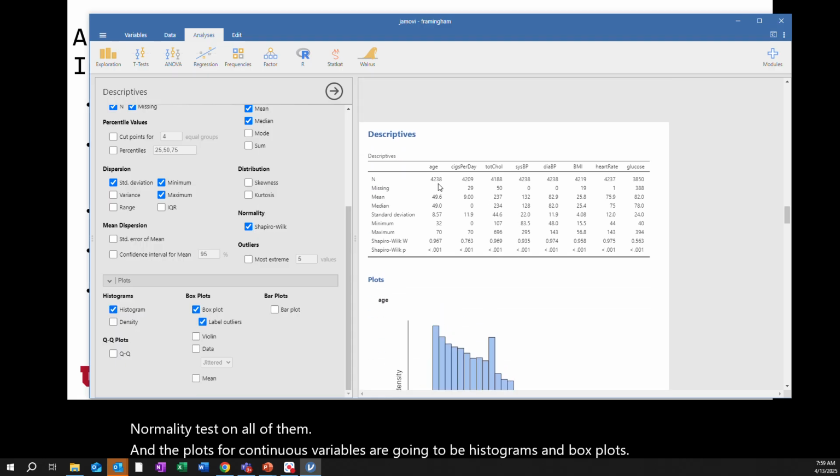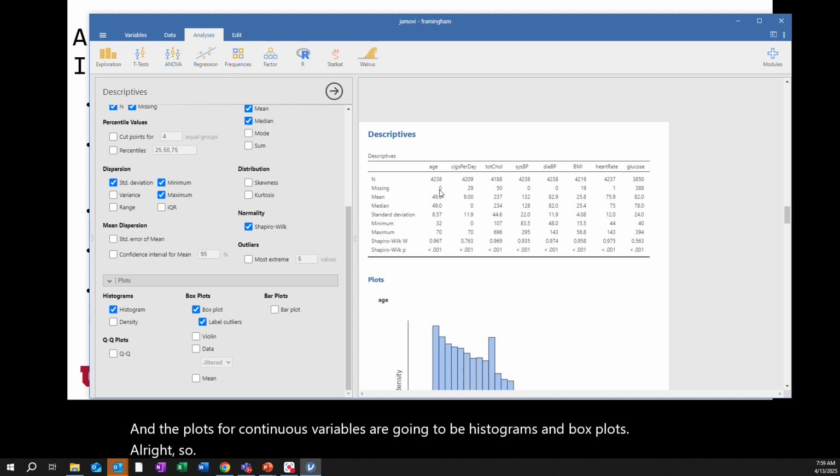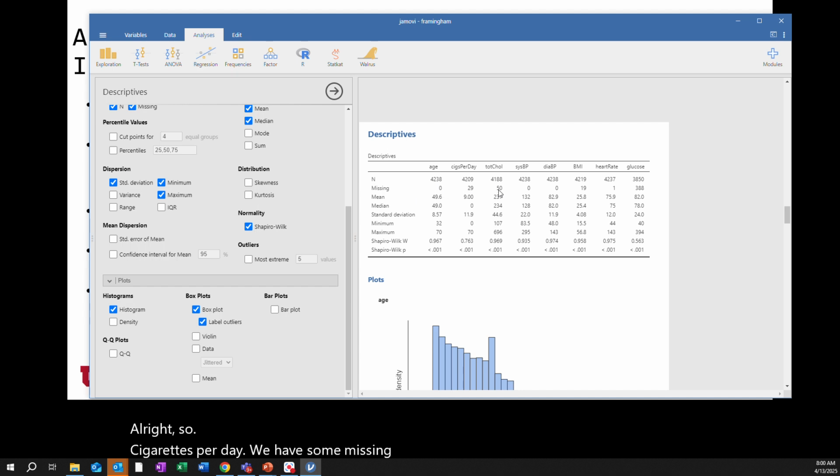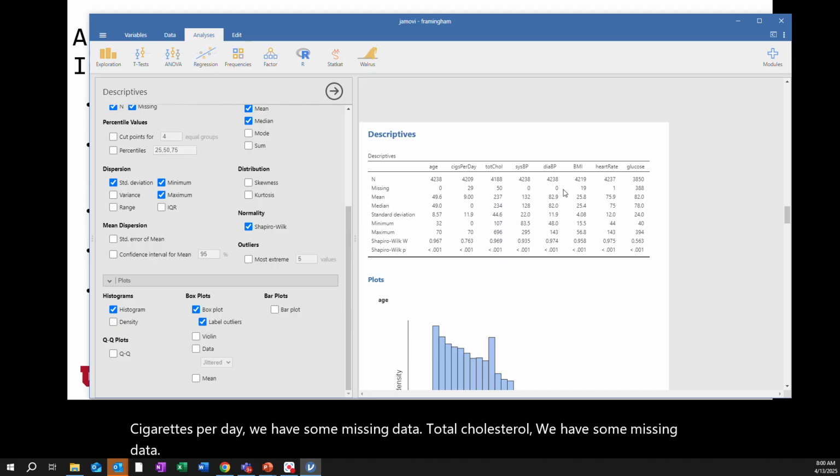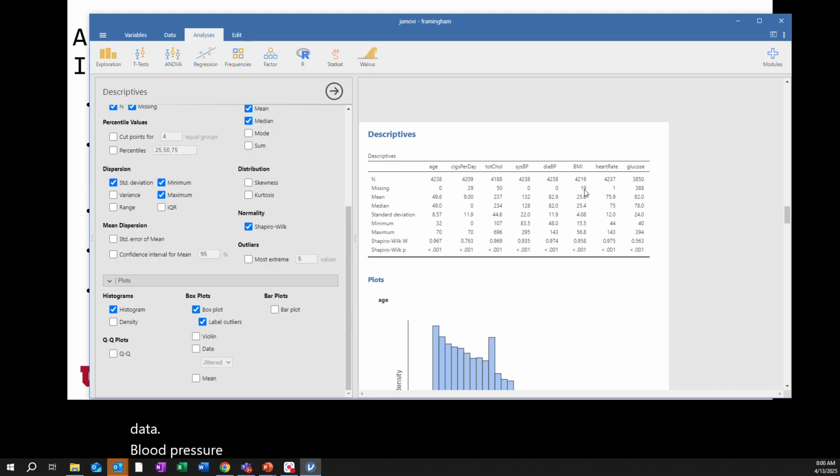All right, so cigarettes per day, we have some missing data. Total cholesterol, we have some missing data. Blood pressure, diabetes, BMI, a few missing, not many. Heart rate, 1 missing. Glucose, 388 missing. So there's still pretty comprehensive data here.